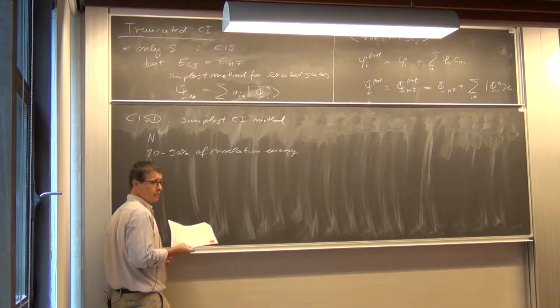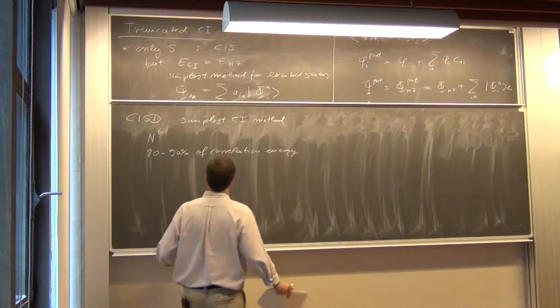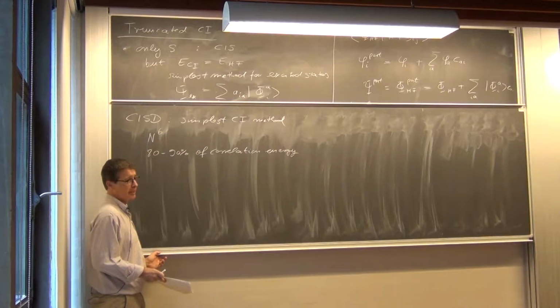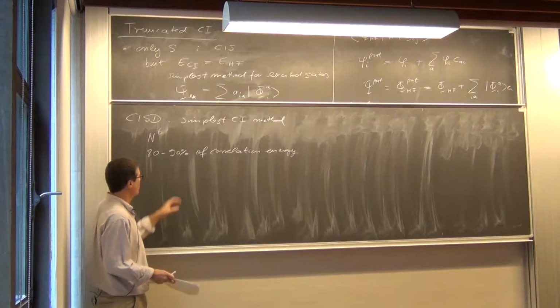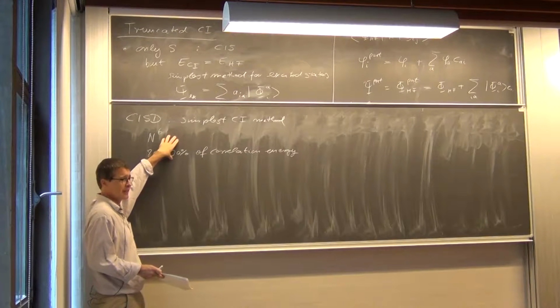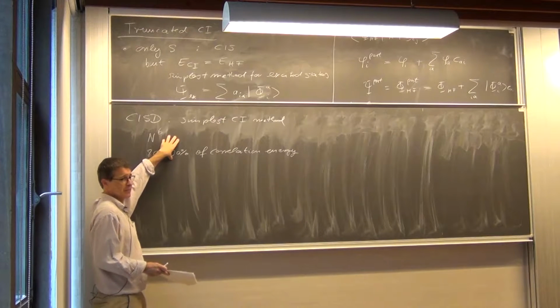But there is a problem with that method, and I'm trying to illustrate that in a few minutes. It doesn't scale properly with the size of the system. So how much of the electron correlation energy you get actually depends on the system. The larger the system, the less you get.